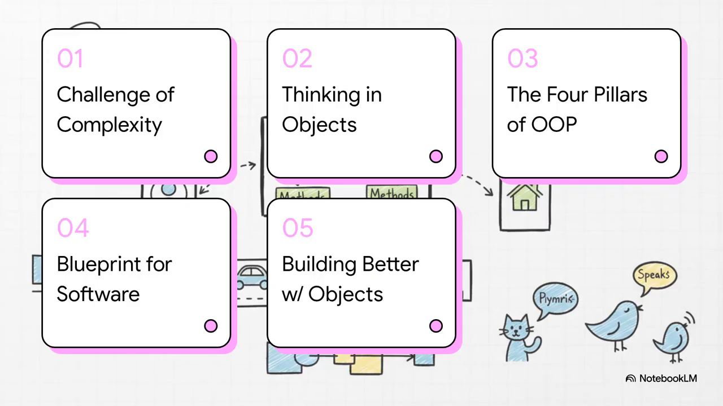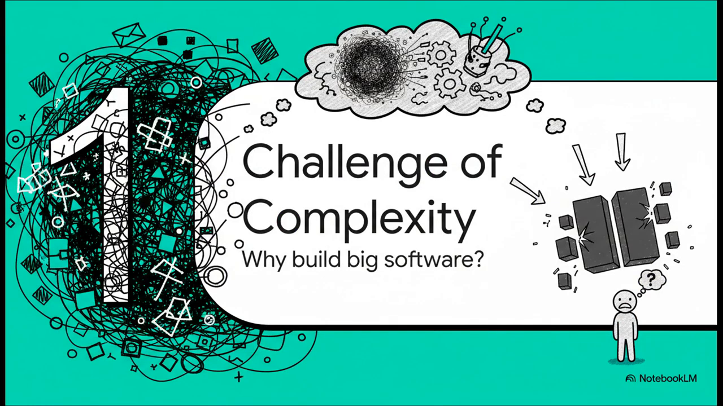So here's our game plan. First, we'll tackle the big problem that OOP was invented to solve. Then we'll get into the right mindset, learning to think in objects. After that, we'll dive deep into its 4 foundational pillars, see how it's actually used to design software, and finally, we'll look at all the amazing benefits it brings to the table. Ready? Let's go.